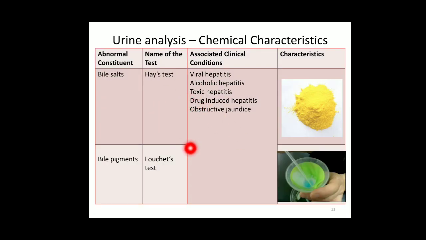Next, bile salts and bile pigments. These also are not present generally. If present, they are mainly seen in obstructive jaundice and in some cases viral hepatitis and alcoholic hepatitis. All liver related diseases show bile salts and bile pigments. Here you can see Hay's test is done and Fouchet's test is done. Hay's test is for bile salts. You take the urine sample and add sulfur powder. If the sulfur powder sinks to the bottom, there is presence of bile salts. If it is not sinking, bile salts are absent. We do Fouchet's test for bile pigments, and we get a green color.